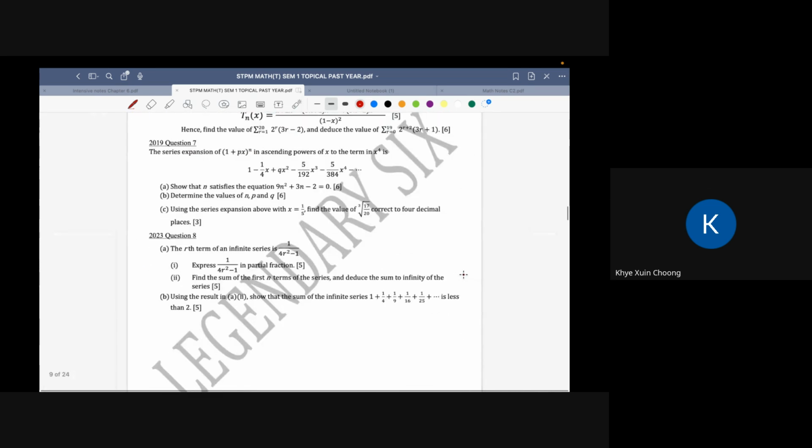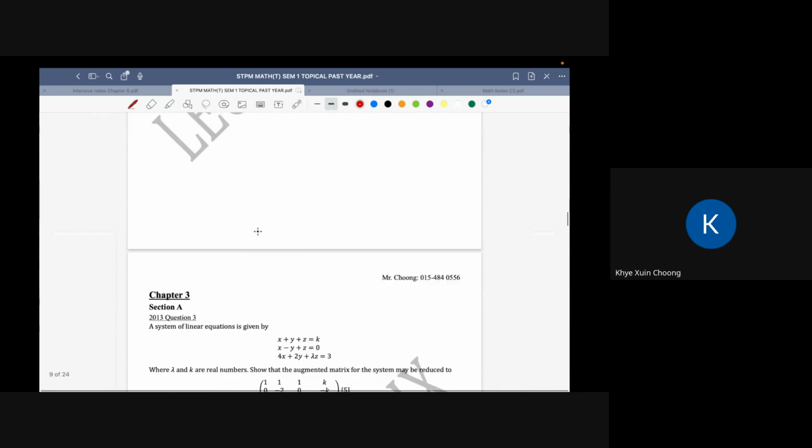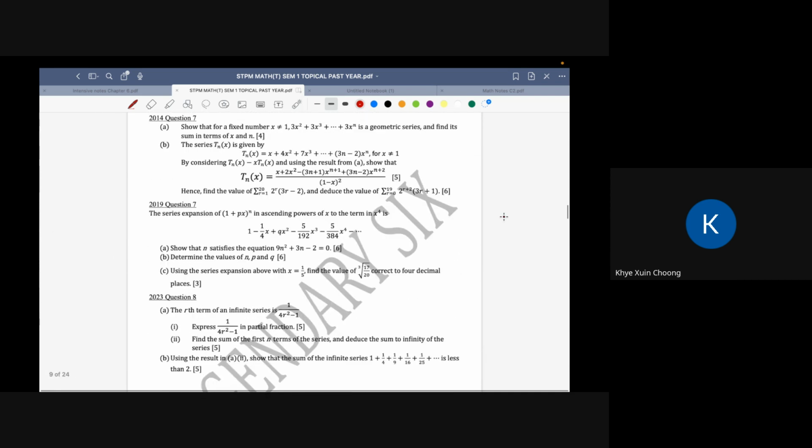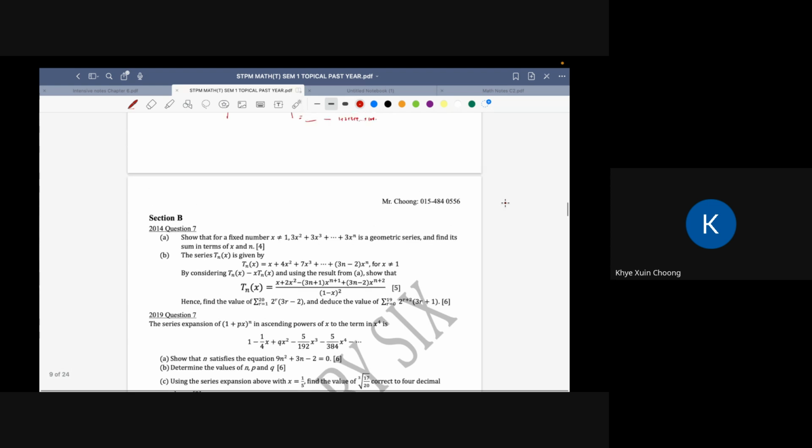So I'm not going to discuss section B, because it actually comes out quite rarely. I will proceed to the vectors.